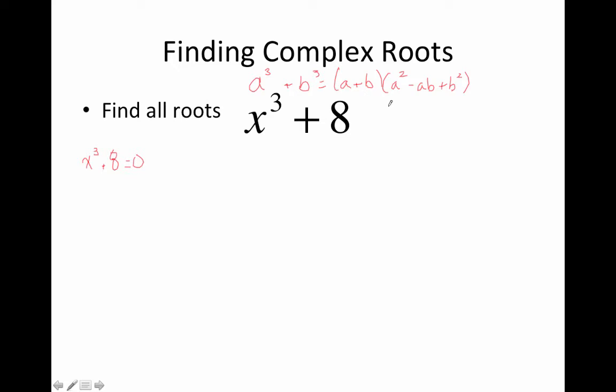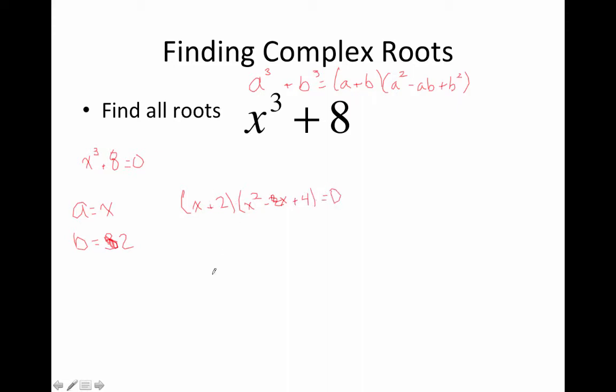So what I need to do is think about what a would be if x cubed is the first term. I guess that would make a just plain x. And then I have to think about what b would be if b cubed were 8. Well, the cube root of 8 is 2, because 2 to the third power is 8. So I'm going to go to my pattern and write in x's for the a's and 2's for the b's. So now I have (x plus 2)(x squared minus 2x plus 4) equals 0.